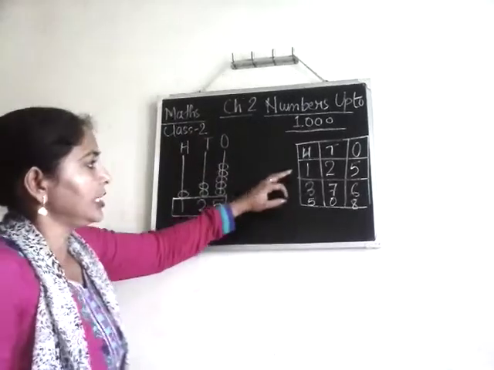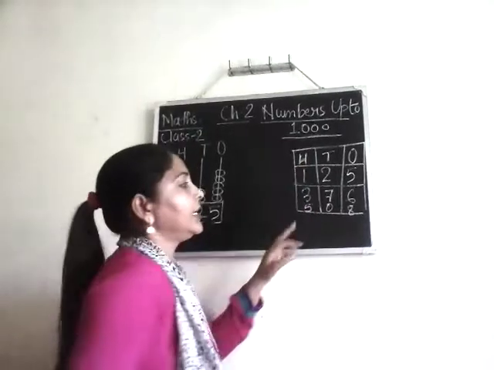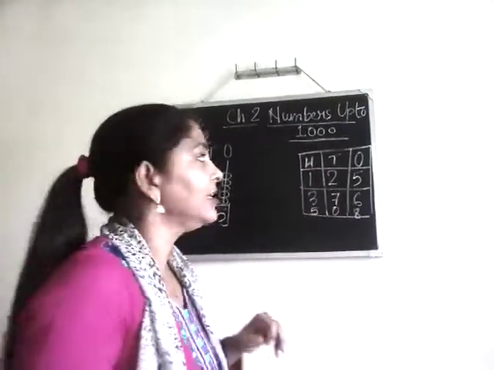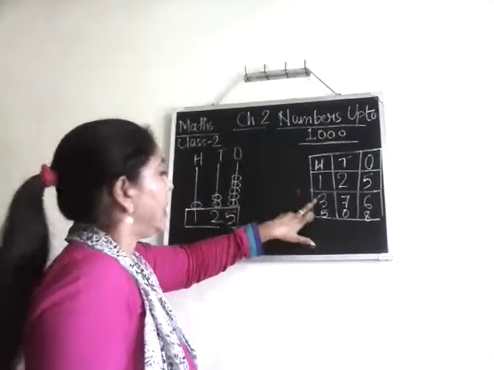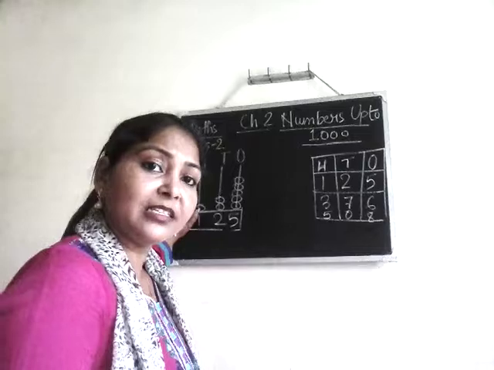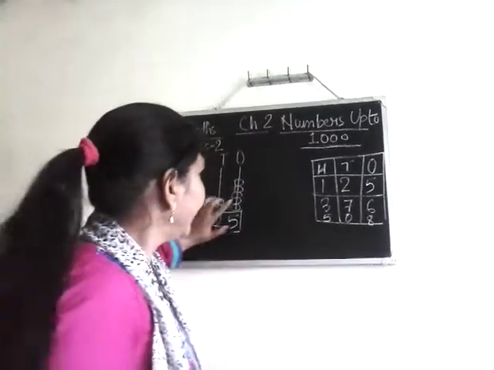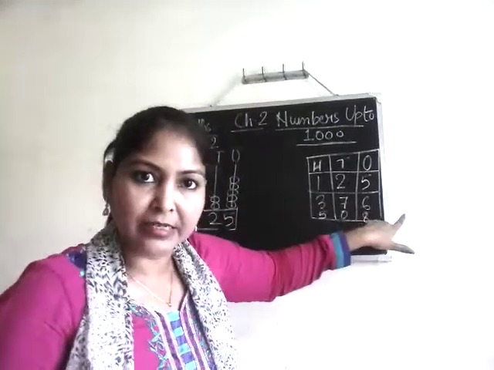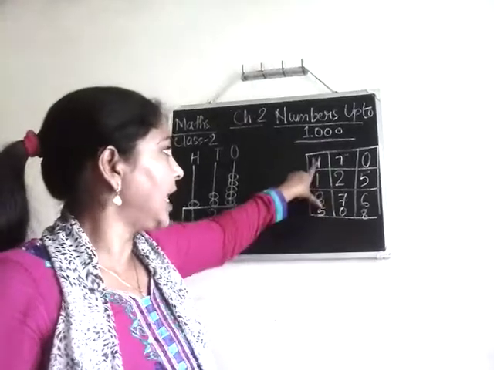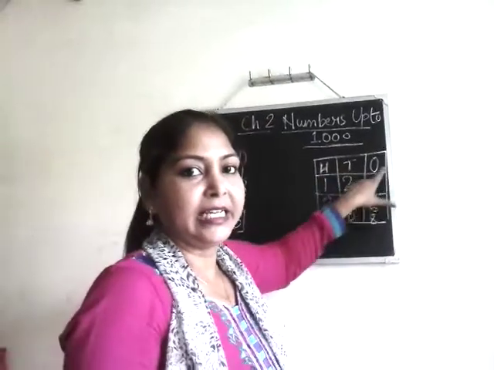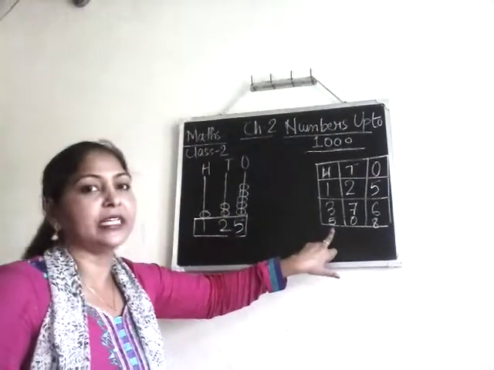Fine. Now you see the next number, it is 376. That is, 3 is in the hundreds place, 7 is in the tens place, and 6 is in the ones place. The same thing when we represent here: in the hundreds place we will draw 3 circles, in the tens place we will draw 7 circles, and in the ones place we will draw 6 circles. And so we read this number as 376.